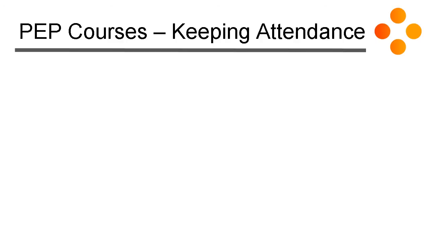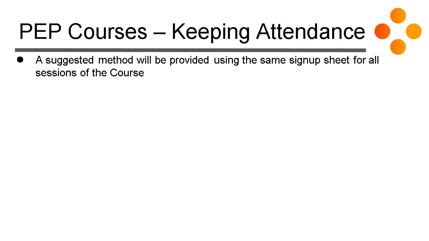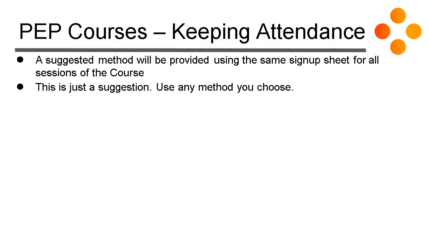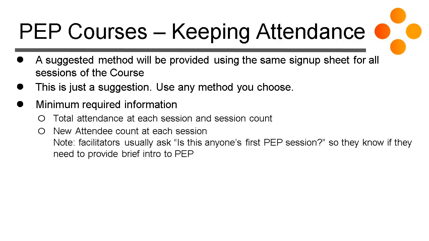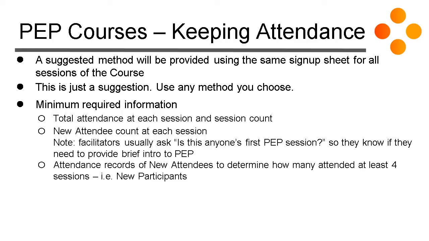It must be clear by now that in order to do the reporting, you'll need some kind of attendance records. TPRF provides a suggested method where one sign-up sheet is passed around at each session of a course. This is just a suggestion. Your method is up to you, but it has to give you at least these things: the total attendance at each session, the new attendees count at each session, and the ability to determine how many of the new attendees were also new participants.